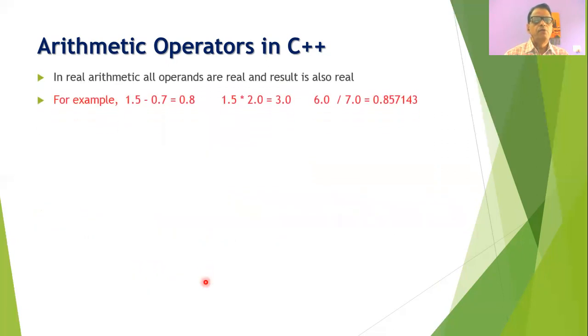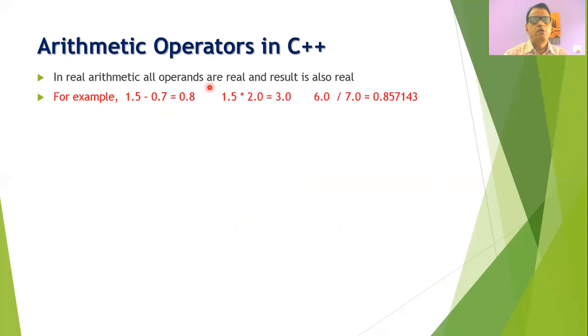There is another type of arithmetic called real arithmetic. In real arithmetic, both the operands are real and the result is also real. For example, 1.5 minus 0.7: both operands are real and the result is also real, 0.8. 1.5 into 2.0 is equal to 3.0. 6.0 divided by 7.0 gives a fractional number, 0.857143.